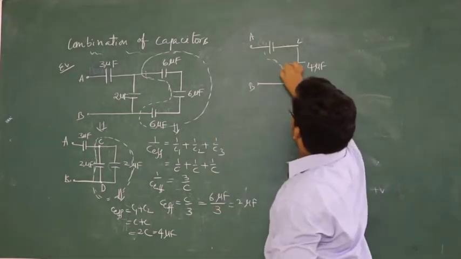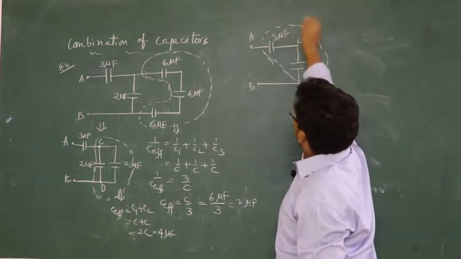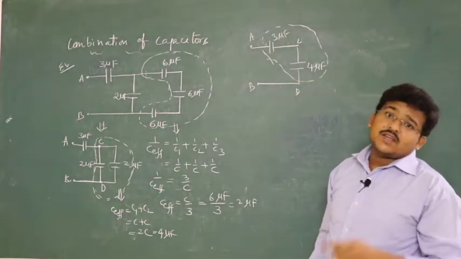So between AB these two are there. This is already given 3 micro. Now tell me, this comes under a single branch. They are in series.